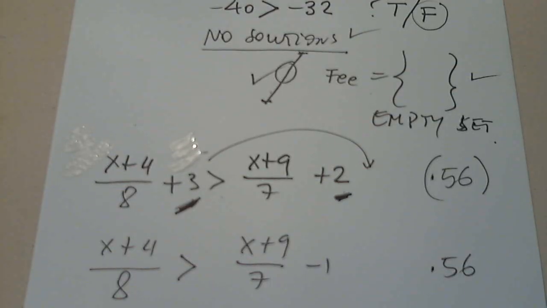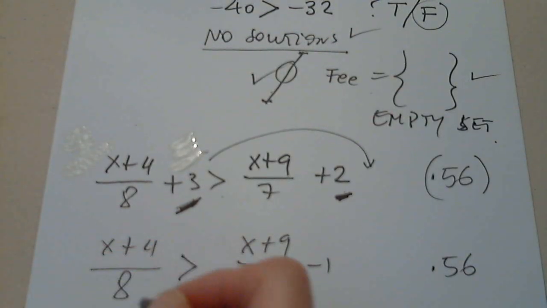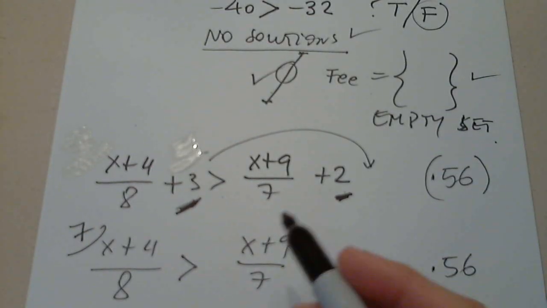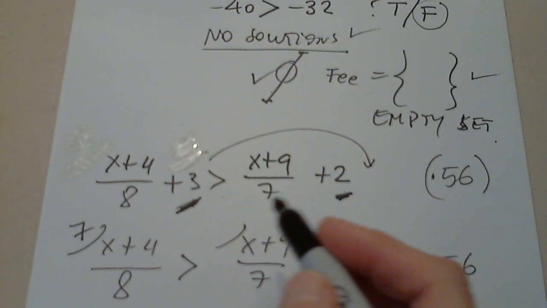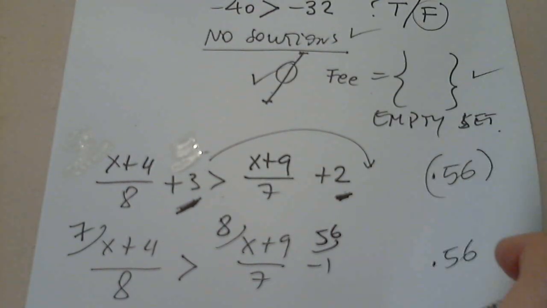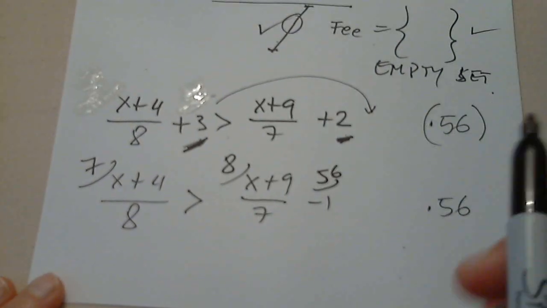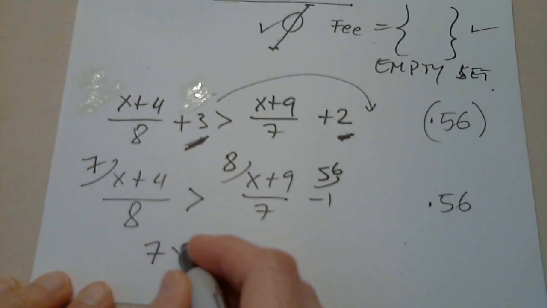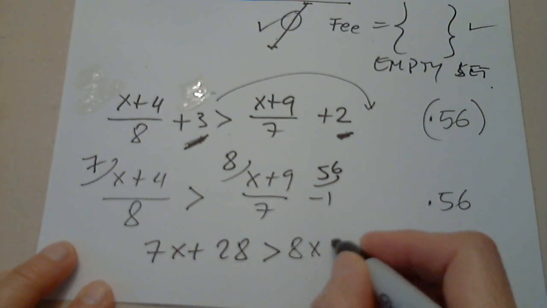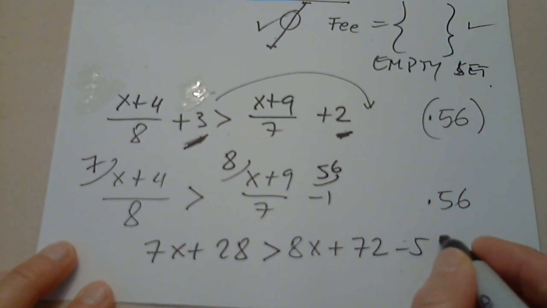Okay, good. Is that okay, what we did? So this times 56, meaning I have to multiply the top by 7. And this times 56, I need to multiply the top by 8. And this one gets a 56. So 7x plus 28 greater than 8x plus 72 minus 56.